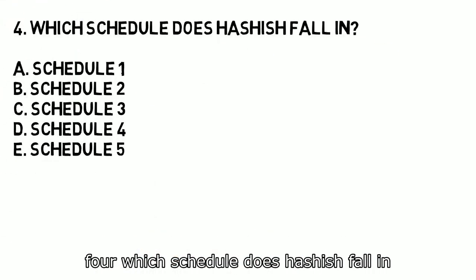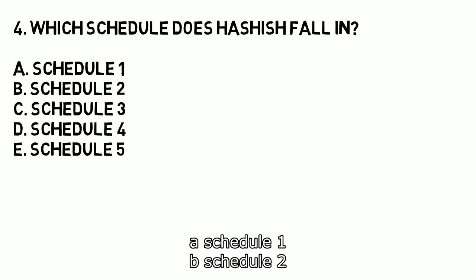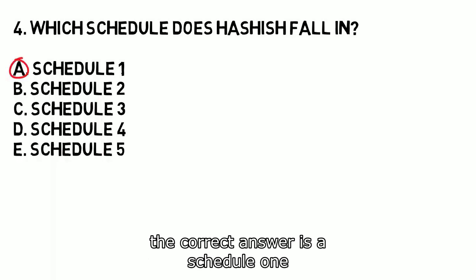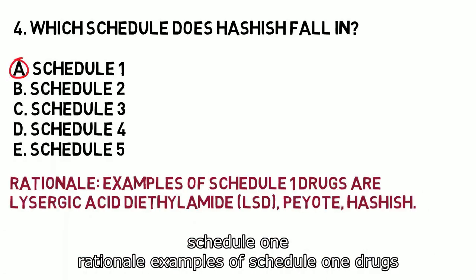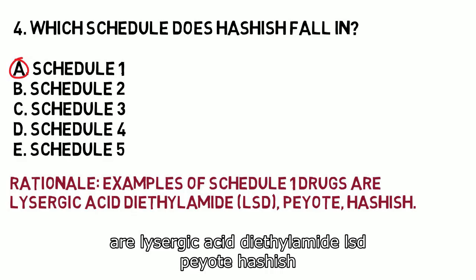4. Which schedule does hashish fall in? A. Schedule 1. B. Schedule 2. C. Schedule 3. D. Schedule 4. E. Schedule 5. The correct answer is A. Schedule 1. Rationale: examples of Schedule 1 drugs are lysergic acid diethylamide, LSD, peyote, hashish.